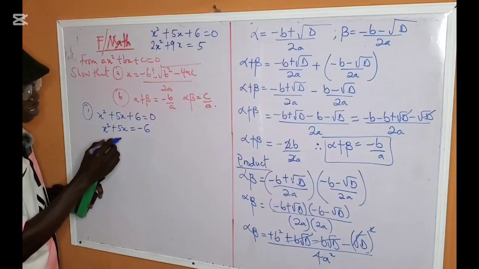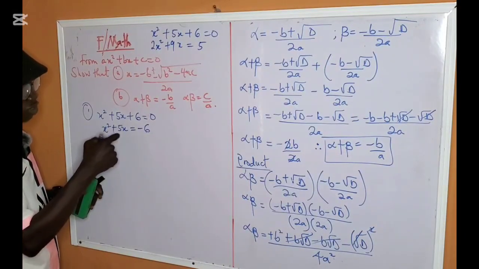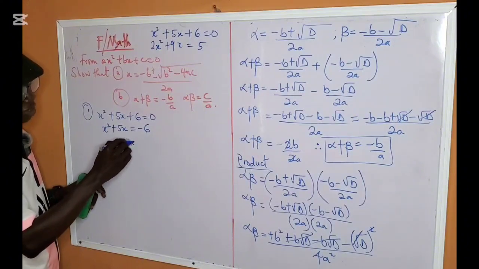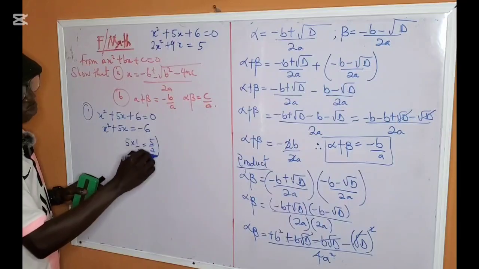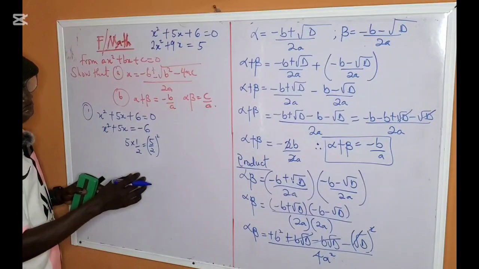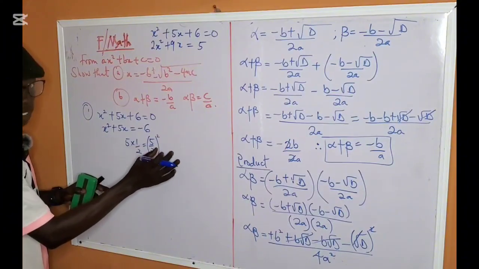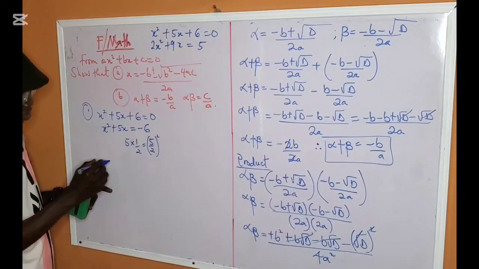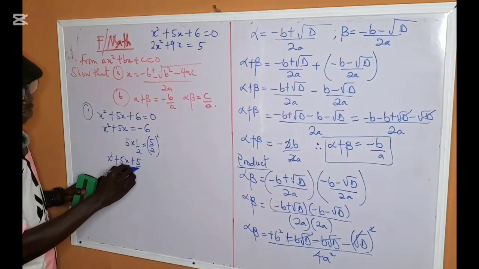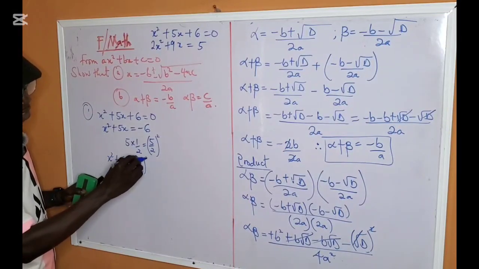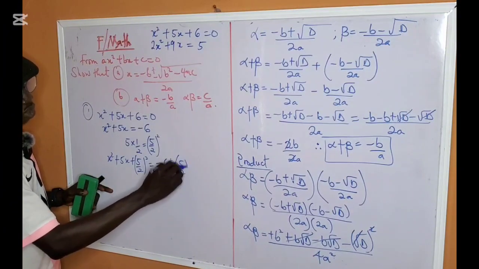So the next thing is to take half of the coefficient of x. So half of the coefficient of x, which is 5, multiplied by half, will give us 5 over 2. Then we square it. After getting the half, the next thing is we are going to square it. What we have squared, we add to both sides of the equation. x squared plus 5x plus (5 over 2) squared equals minus 6 plus (5 over 2) all squared.